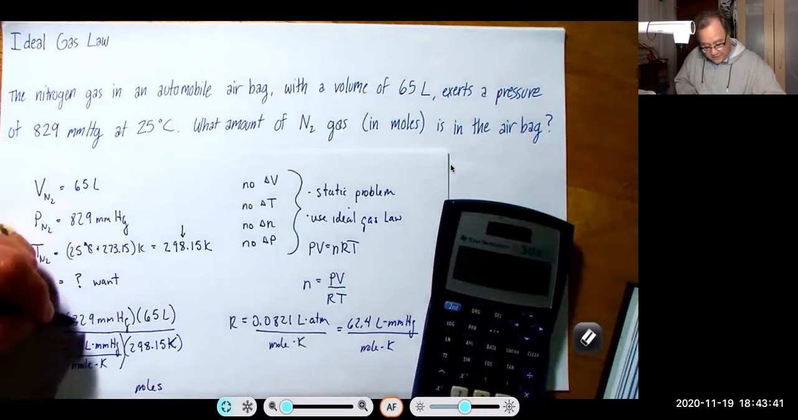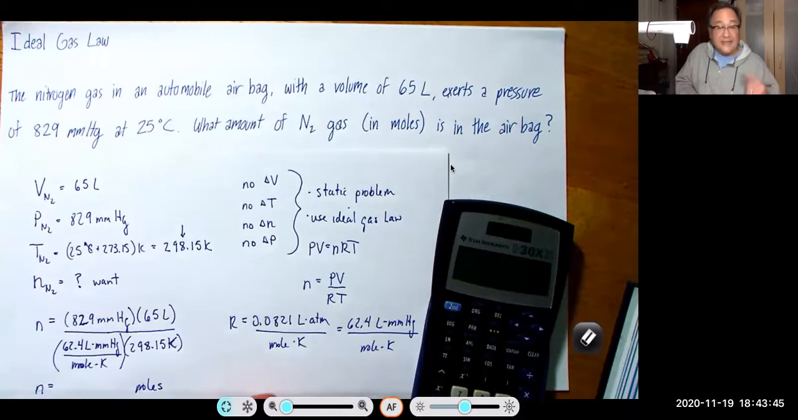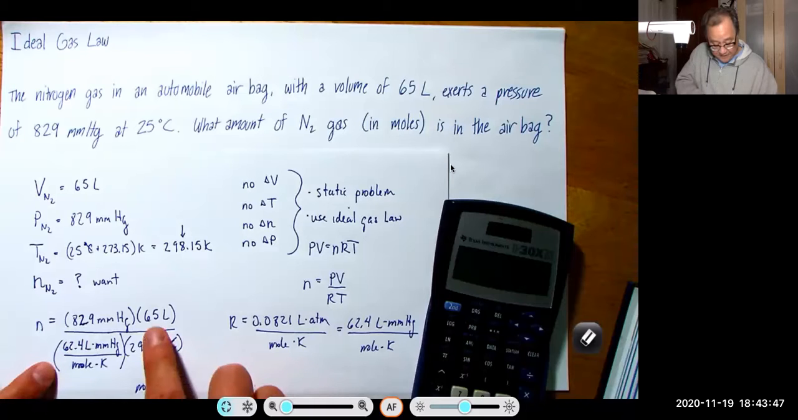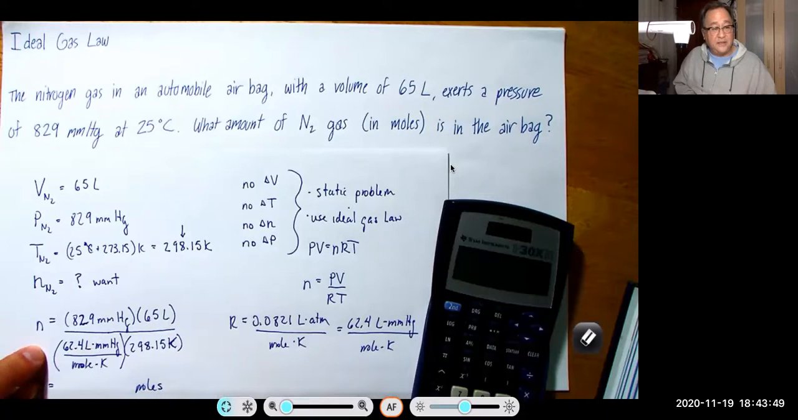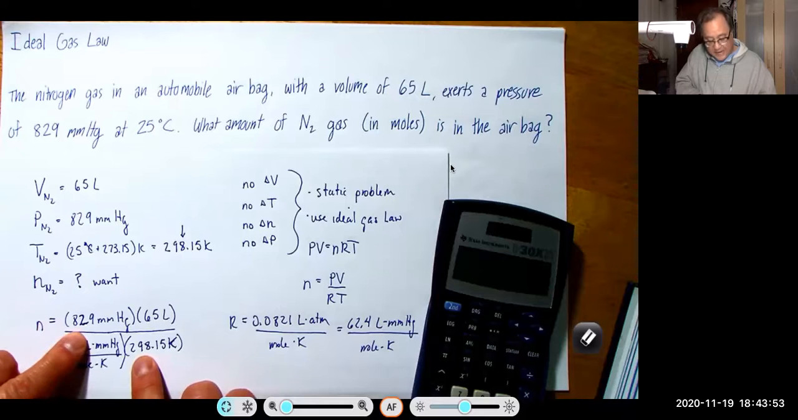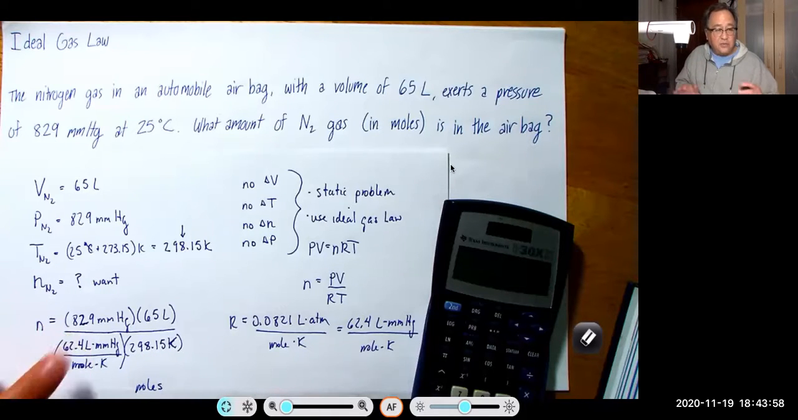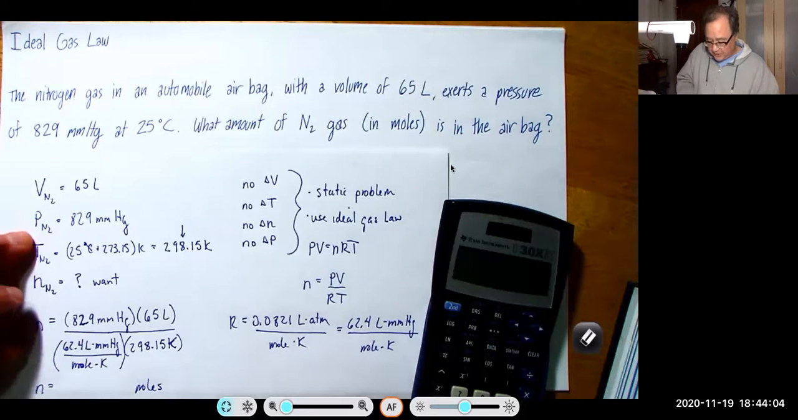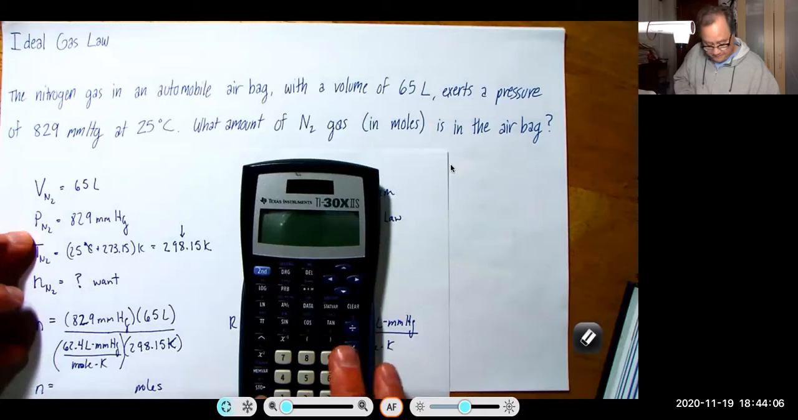And so here, there's a number of ways we could do this. I think what I'm going to do is the easiest thing. 65 divided by 62 is 1. So 300 goes into 829, almost 3 times, but not quite. So we'll call it 2.5-ish for our final answer, around 2.5 moles. So let's see what we get here.